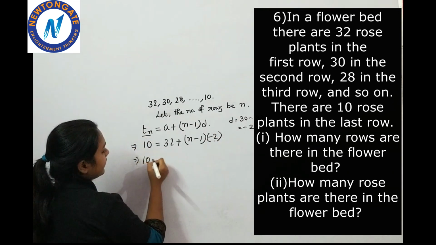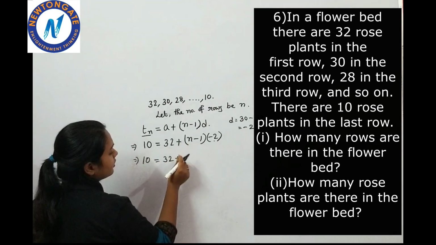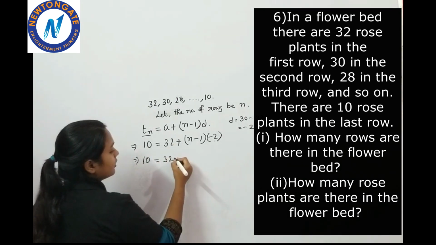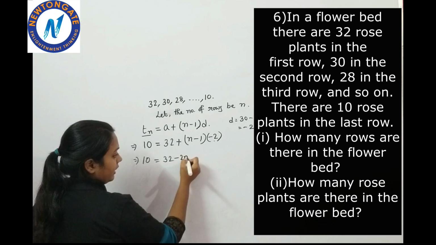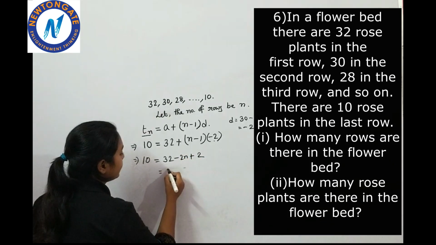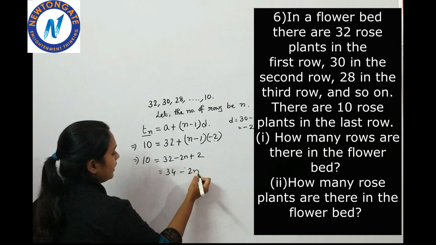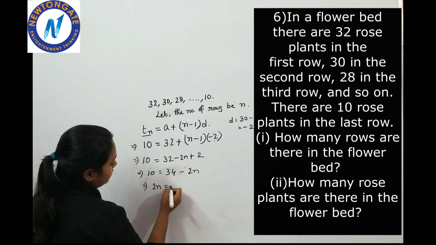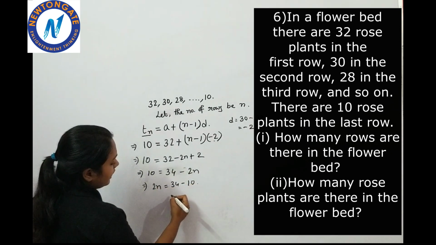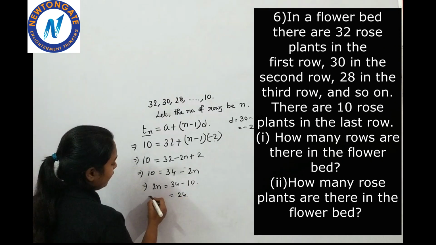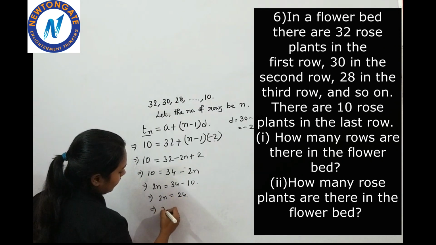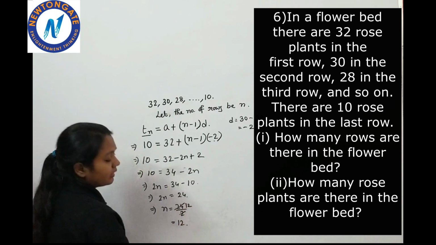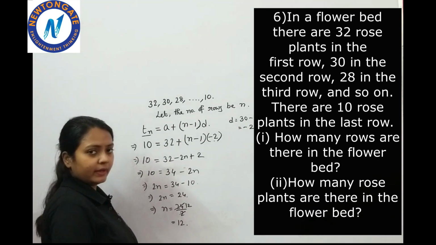Then we will get 10 equals 32 minus 2n plus 2. That is 34 minus 2n. Okay. Then 2n equals 34 minus 10. That is 2n equals 24 and n equals 12. Therefore, the number of rows in the flower bed is 12.